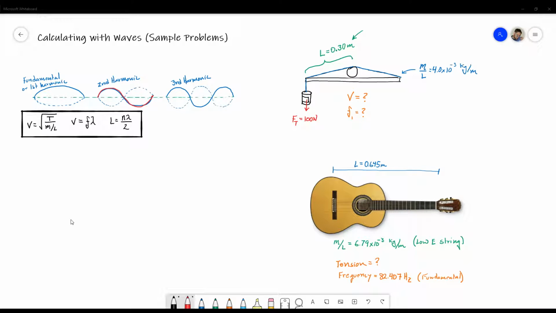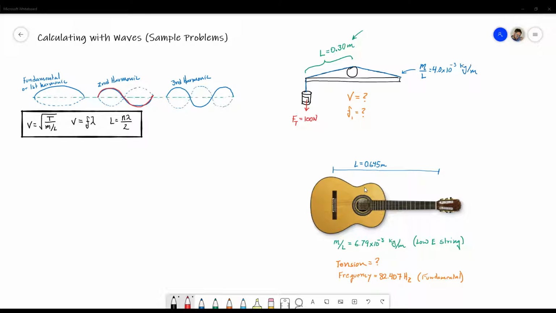Right. Hey, everybody. This is the second sample problem for calculating with waves. The first one was talking about this kind of cup and makeshift string example over here. The second one, I'm going to look at something even more real world, looking at a guitar here and solving for some of the interesting parts of a guitar itself.